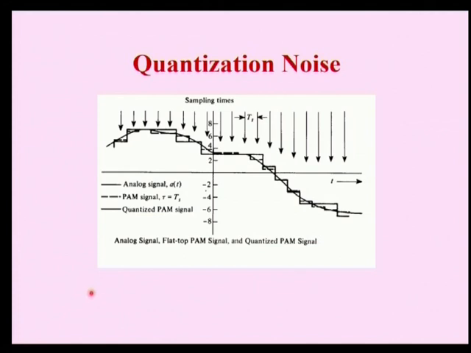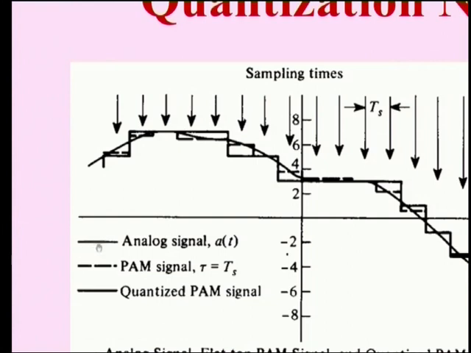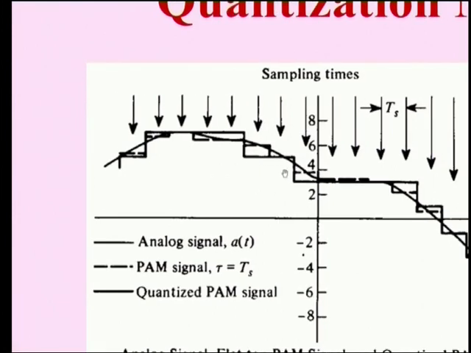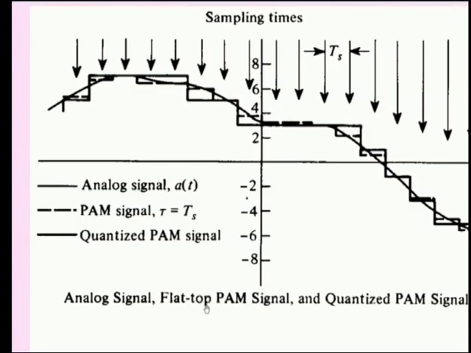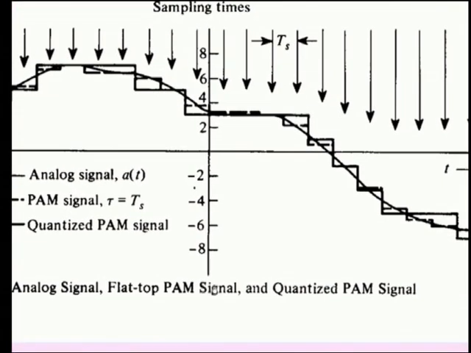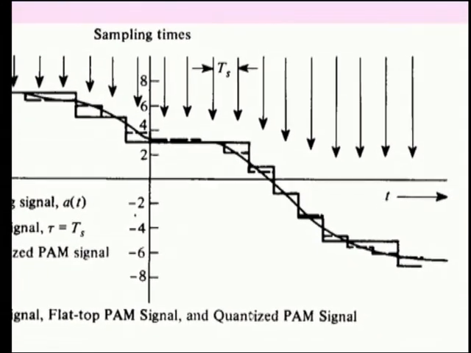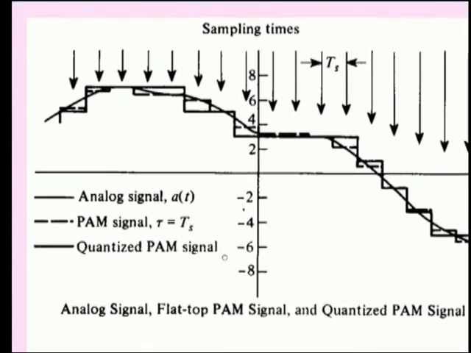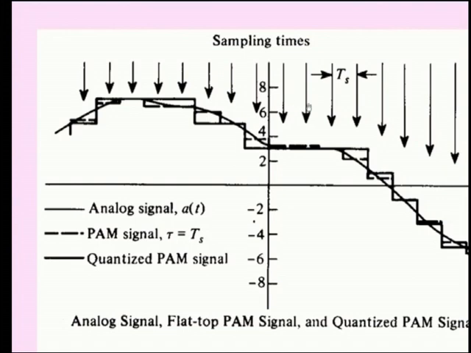So, this figure shows the different signals. The continuous line shows the analog signal, and the dashed line shows the PAM signal, a pulse amplitude modulated signal. Then this step signal shows the quantized signal, that is, the analog signal, a flat top PAM signal and a quantized PAM signal. All are represented in a single graph, and this one shows the sampling times.